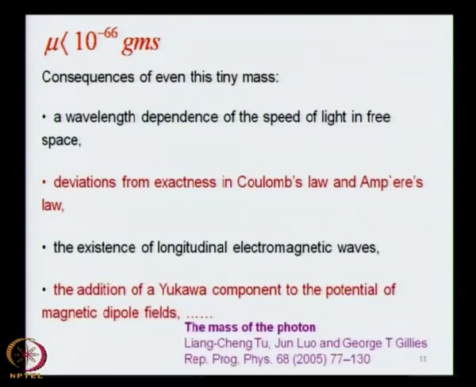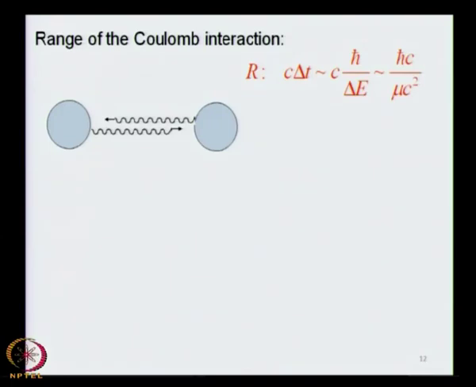And then of course, there would be terms like the Yukawa potential, which will have to be added to the potential of a magnetic dipole field and so on. Some of these details are discussed at great length in this article, which I have already referred to, and you might want to read that. Okay, now let us consider some other consequences.